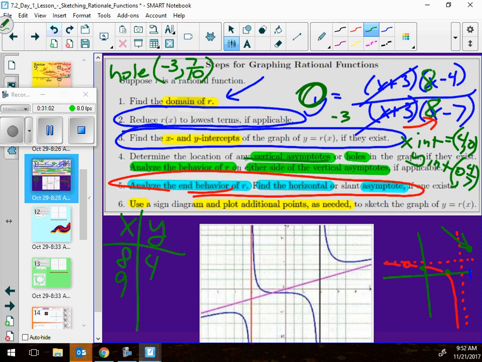Let's put in another point. 9. 9 minus 4 is 5, 9 minus 7 is 2. 5 halves. What's that? 5 halves, 2.5. 9 comma 2.5. All right, that went down a little bit. Oh, so this thing is dropping here.